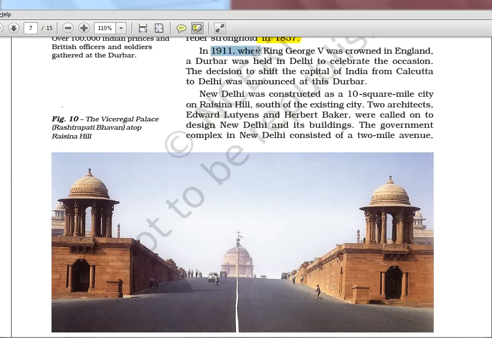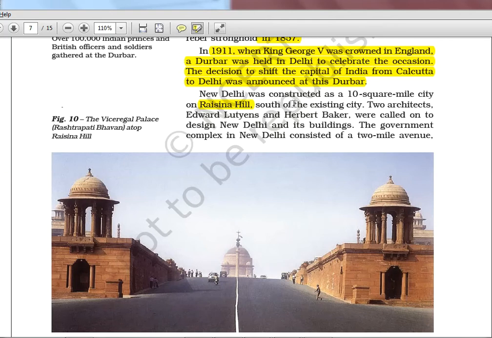1911, the King George V was crowned in England. The Darbar was held in Delhi to celebrate the occasion. The decision to shift the capital of India from Calcutta to Delhi was announced at this Darbar. So 1911 only it was announced. New Delhi was constructed as a 10 square mile city on Raisina Hill. You know, the President's residence, Rashtrapati Bhavan, is there. Raisina Dialogue is there in news. Find out what it is. The Taolana dialogue is there in news. Try to find out that also.